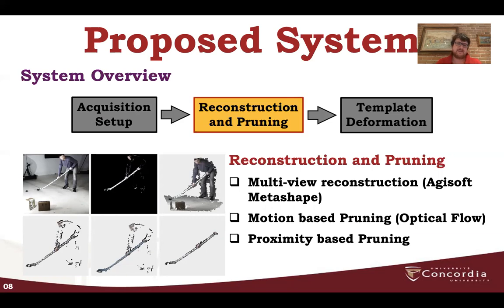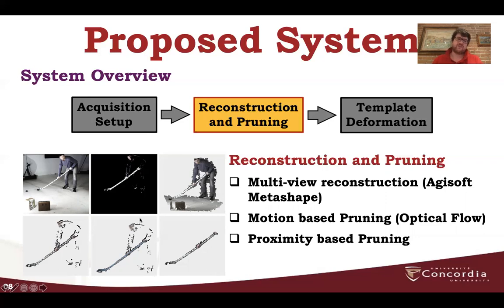The problem is that this reconstruction includes the stick, the floor, and the person. So we need to prune it to only allow the points which are on the stick. We do this in 2 stages. The first stage is the motion-based pruning. We look at the optical flow, and we only keep the pixels that have enough motion, and this is shown on the top middle image.